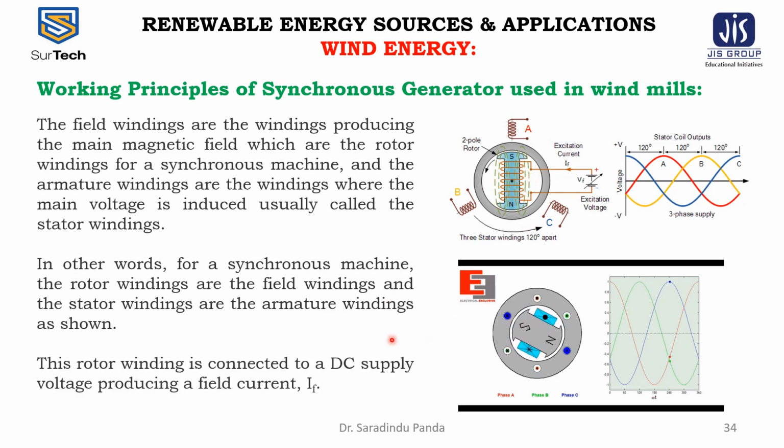This rotor winding is connected to a DC supply. The rotor winding is connected to the DC supply voltage, producing a field current, that is IF. This is the IF, the excitation current.